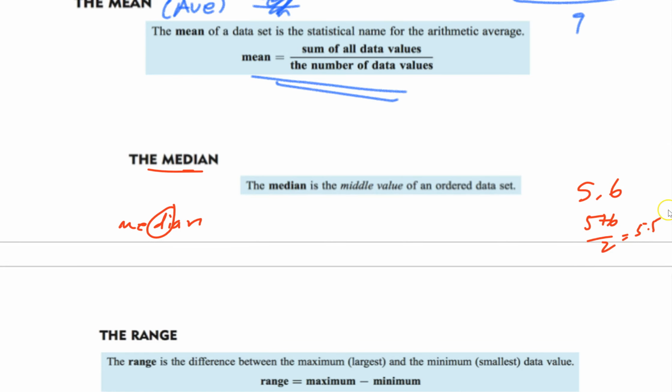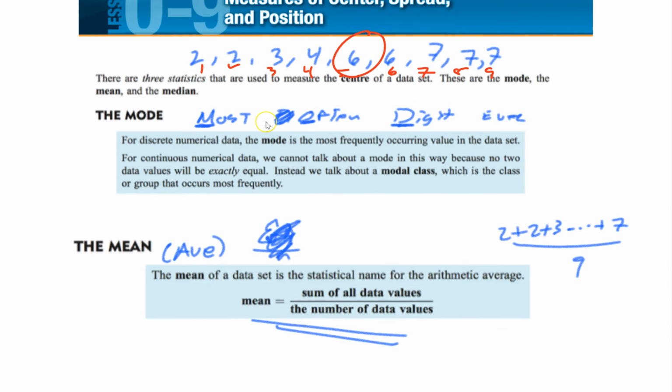And that would be your median. So median is the middle number, mean is the average, mode is the most often digit.